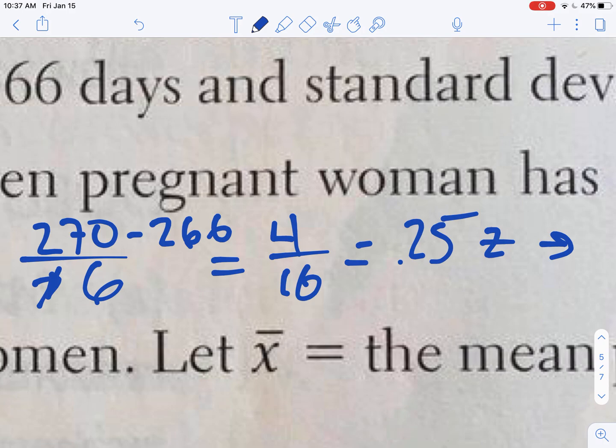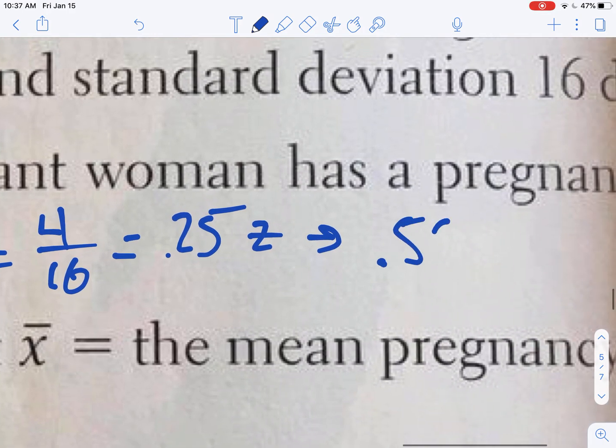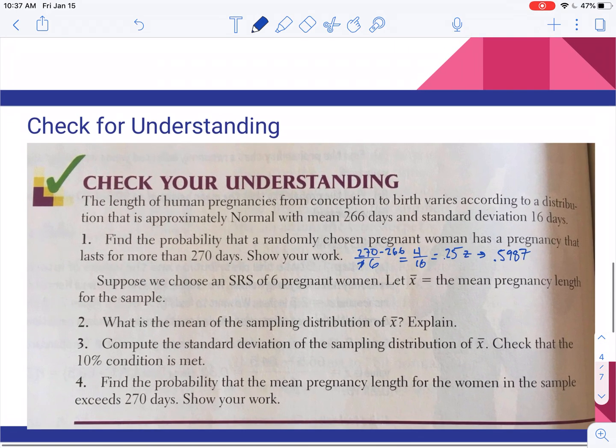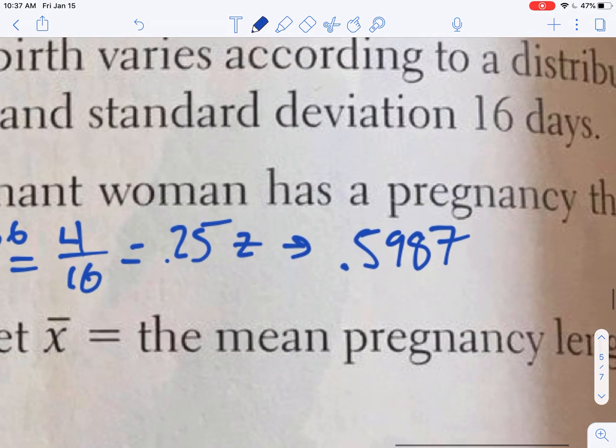0.25. So that means 0.5987. This is the proportion of the population that has a pregnancy that lasts 270 days or shorter, because again, this is covering this part of that normal distribution. So it looks like this over here.